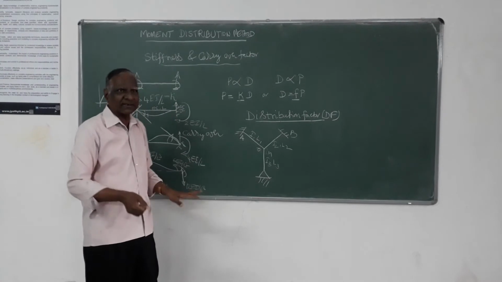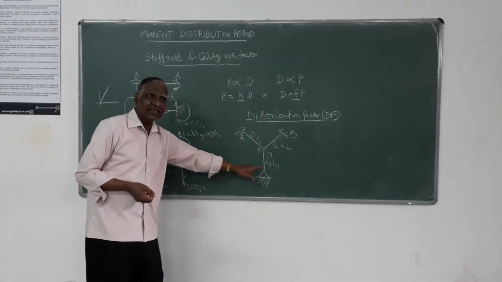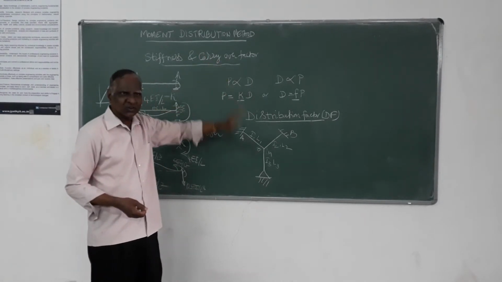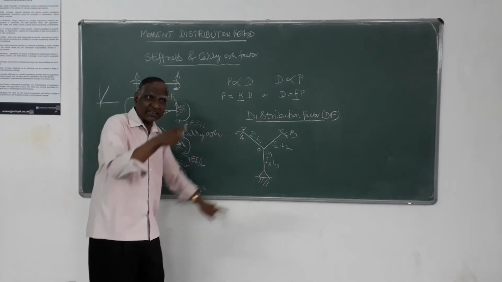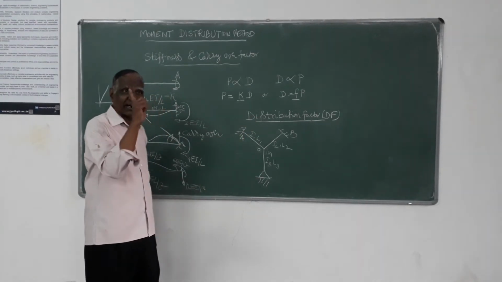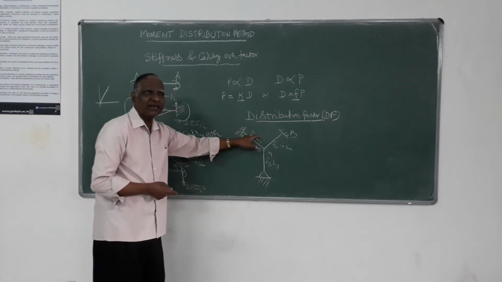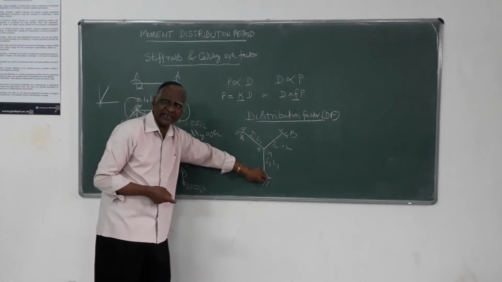It will be taken by that joint. If it is a fixed joint, but if it is a hinged joint, then whatever moment comes at that joint has to be thrown to the other members. It cannot take it. That's why there we will say the distribution factor is 1. That entire moment coming has to be thrown to the other members coming at the joint. This cannot take it at all.